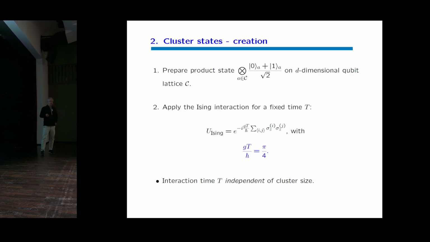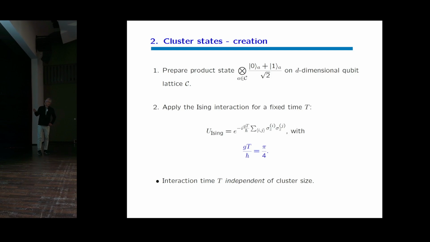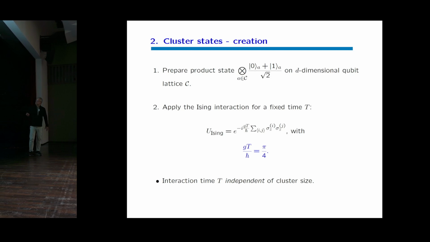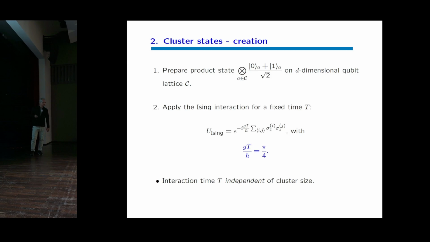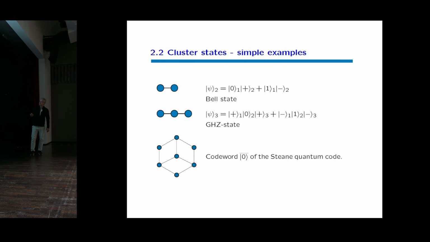I will be brief because you heard it already. This is a way to create cluster states: prepare eigenstates of sigma x, and then switch on the Ising interaction for a certain time. You choose the time independent of what your lattice dimension is, what your graph really looks like. The time is always the same. And once you're done with that Ising type interaction, or conditional phase gates, same thing, then you have created your cluster state or graph state.